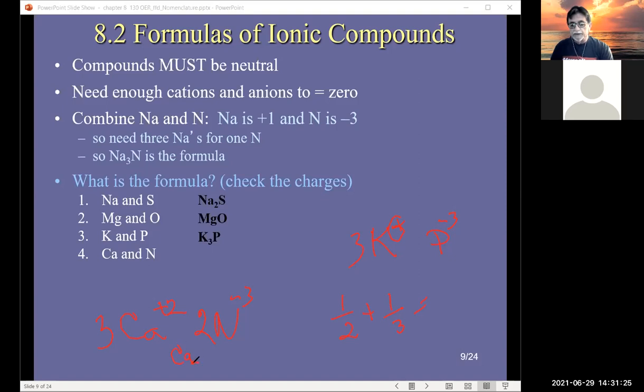Because now that 3 becomes calcium 3 and the nitride, I need 2 nitrides. So the formula is Ca3N2. Okay. That gives me a total of -6 for the nitrides and a total of +6 for the calcium. I got to add them together such that the charges cancel each other out when I put them together. So our formula is Ca3N2. Okay.